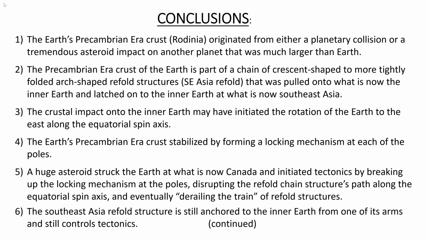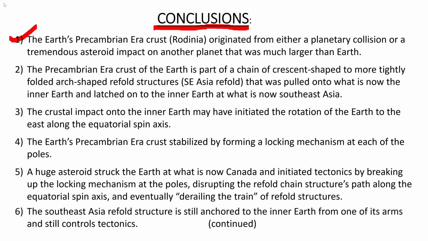All right, finally, conclusions, the moment we've been waiting for. Anybody that just jumped here without looking at the details, please go back and check it out, because you're really going to find the support back in the details. All right, number one, the Earth's Precambrian era crust, Rodinia, originated from either a planetary collision or a tremendous asteroid impact on another planet that was much larger than Earth.